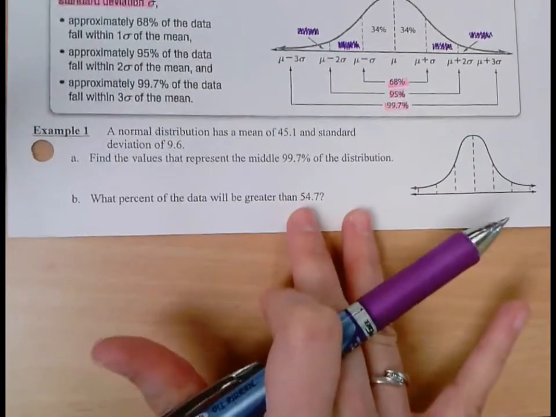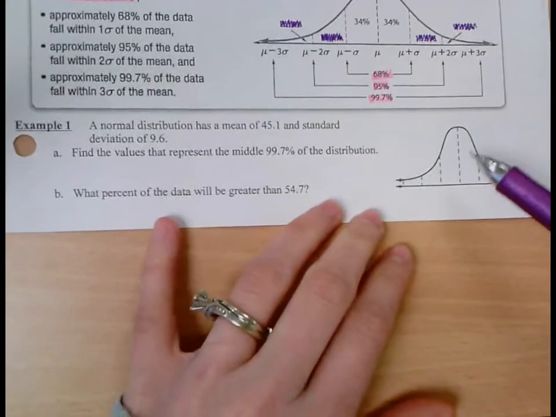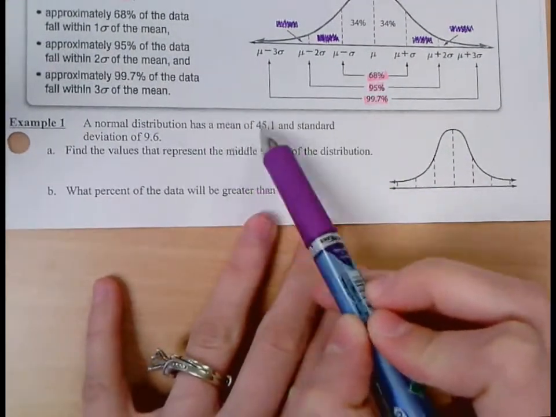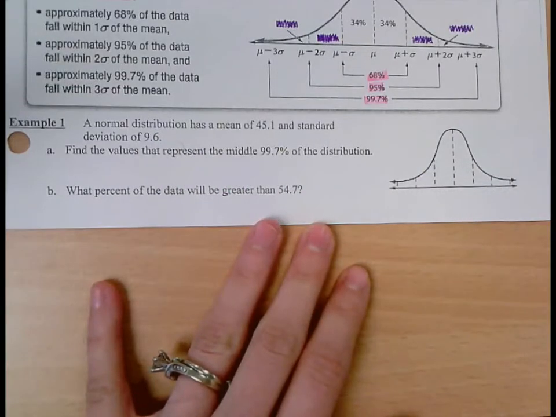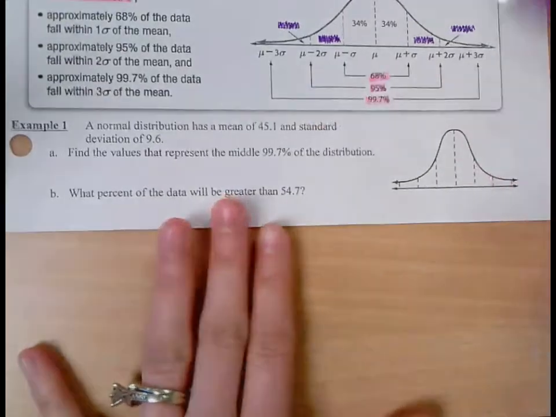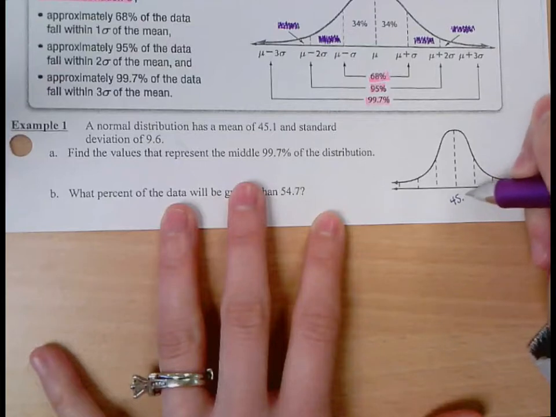So if you look at example 1, it says a normal distribution has a mean of 45.1 and a standard deviation of 9.6. Part A says find the values that represent the middle 99.7% of the distribution, and part B says what percent of the data will be greater than 54.7. First, based on the mean and the standard deviation, I'm going to label my x-axis. Your mean of 45.1 goes directly in the center.